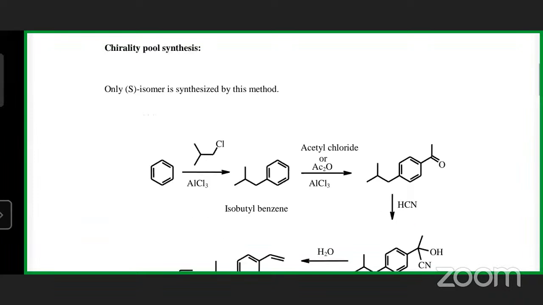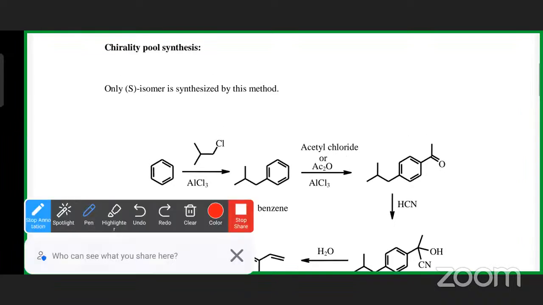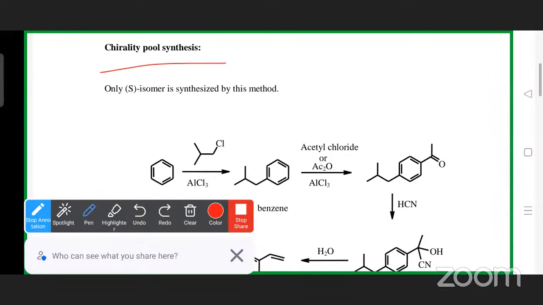And next, the chiral pool synthesis here. Chiral pool synthesis is nothing but where we use the chiral catalyst. That's all, remaining all are the same. So in this chiral pool synthesis, the advantage is that only the S isomer is formed. It won't produce the R isomer here. Only the S isomer, our desired, required compound, will be produced. That is the advantage of chiral pool synthesis.